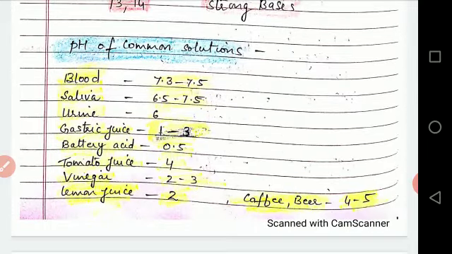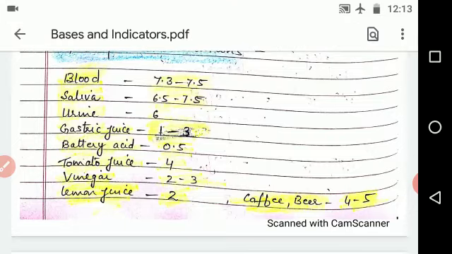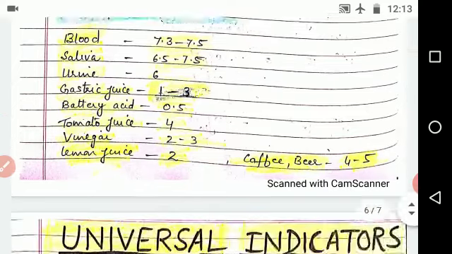Our blood has a pH of 7.3 to 7.5, means it is slightly alkaline. Saliva shows pH 6.5 to 7.5. Before meals it gives 6.5, and after meals it gives 7.5. Urine has a pH of 6. Gastric juice 1 to 3. Battery acid 0.5, very strongly acidic. Tomato juice has a pH of 4. Vinegar 2 to 3. Lemon juice 2. Coffee and beer give a pH of 4 or 5.